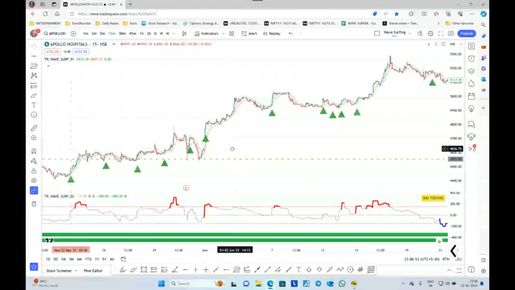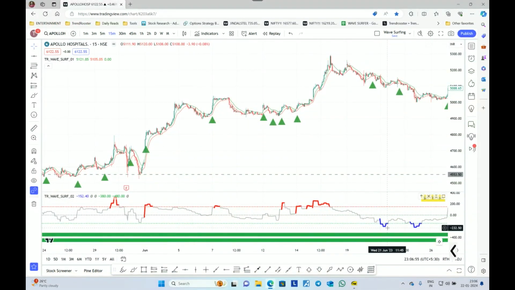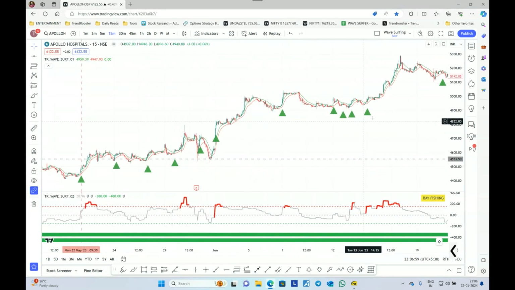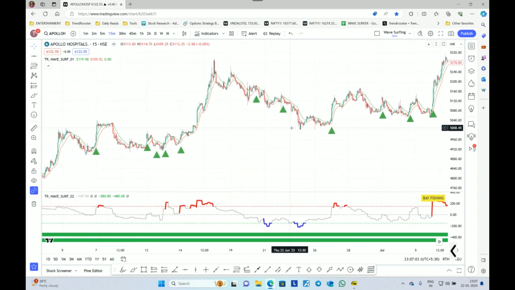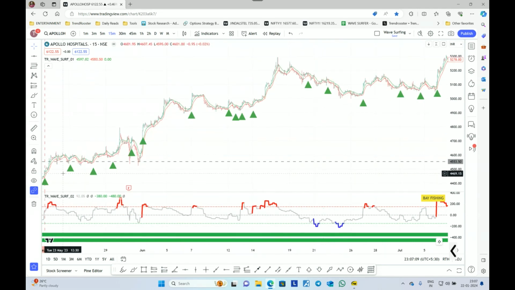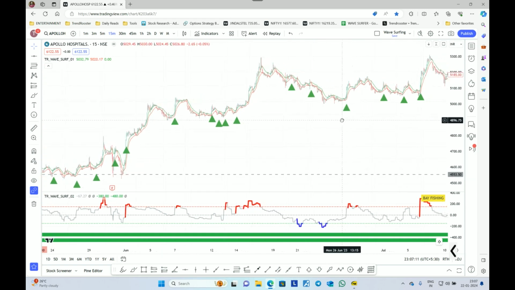Do I get any signals there? Okay, I get a signal somewhere here. This is a possible entry. So only A3 entries are there. A4 entry is far away. Okay. So this is another A1 setup for bay fishing that is considered an A4 setup because you're riding the wave system with the help of bay fishing.